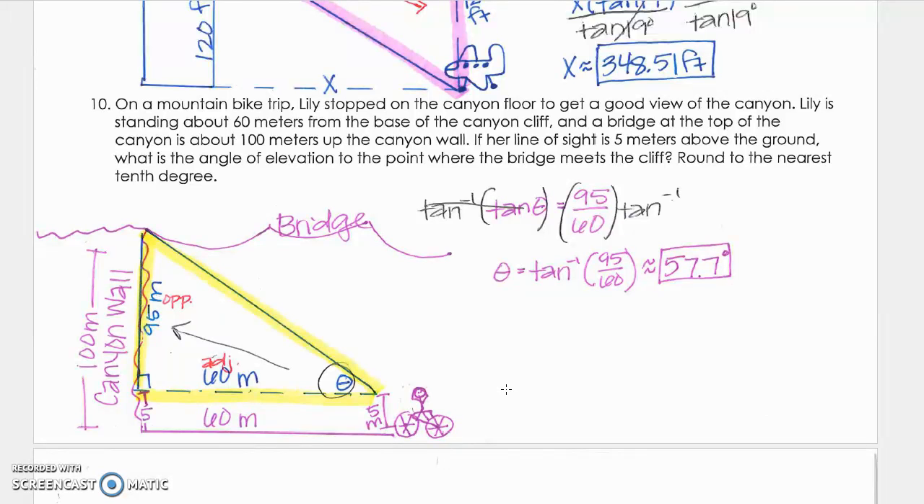If you are confused about this one, again, we're going to be doing a whole lot more practice with drawing pictures and these types of situations, these story problems. So write down as much as you can, write down that you had to use tangent, and we will definitely practice some more of these when I get back.